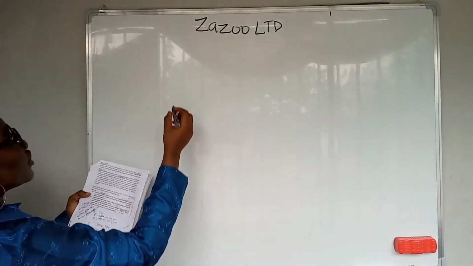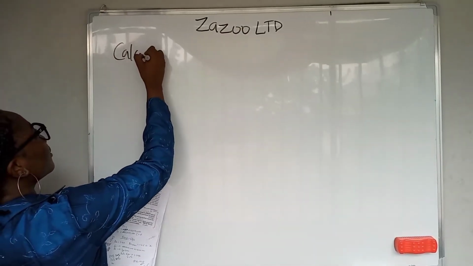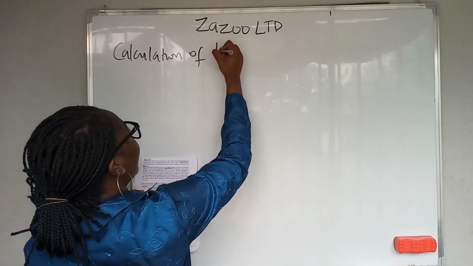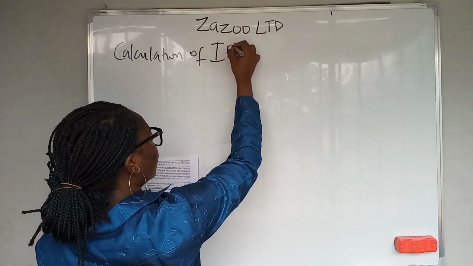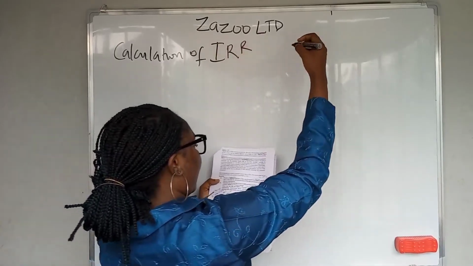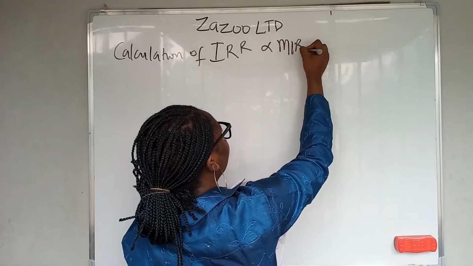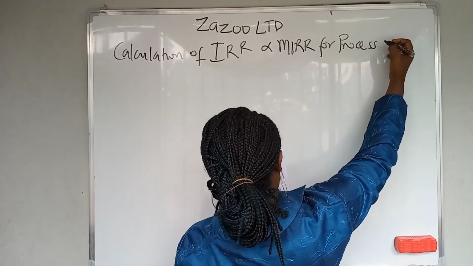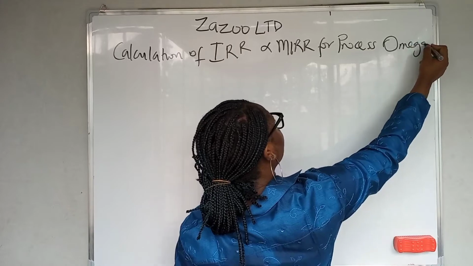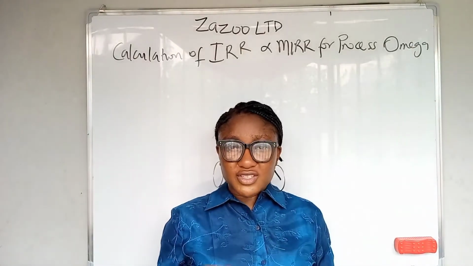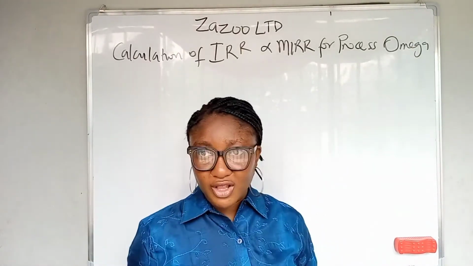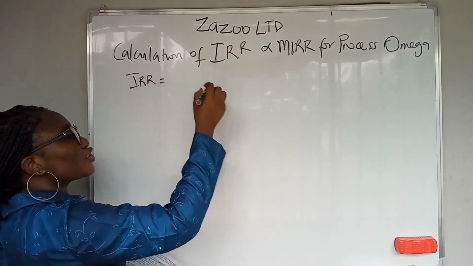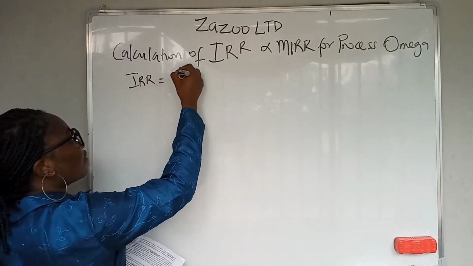Okay. So to calculate your IRR, write your internal rate of return, and MIRR for process omega, right? They said calculate IRR. The question is direct. What you need to do is put out your IRR formula. You have even told the examiner that, come, I know what I'm doing. Before you just go and start discounting, put out your IRR formula.